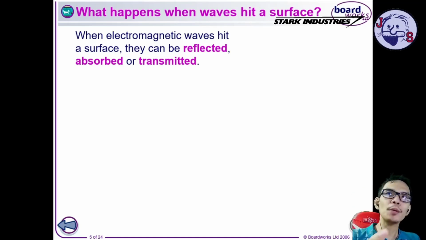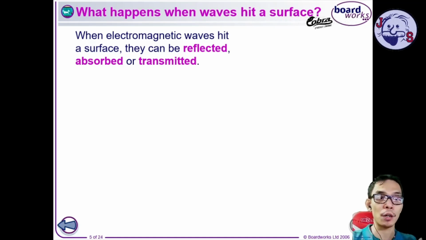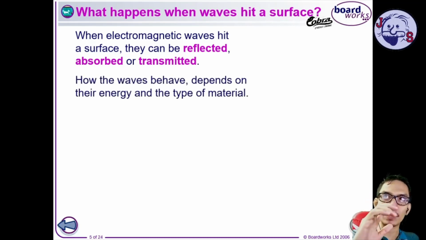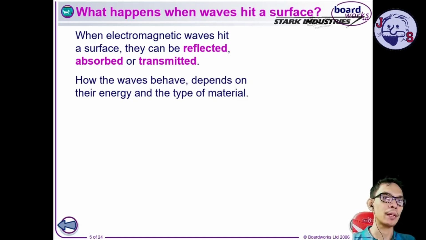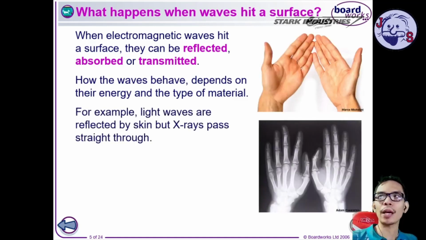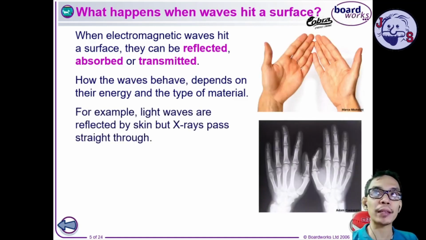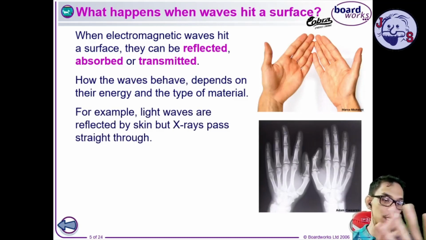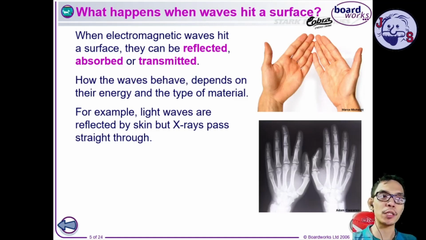So electromagnetic waves can be reflected, absorbed, or transmitted, depending on what kind of materials we are dealing with. The waves behave differently on different materials, and the amount of energy that the wave carries also affects its behavior. For example, light waves are reflected by the skin. That is why we can see the skin color that we have. It's because it is reflected.